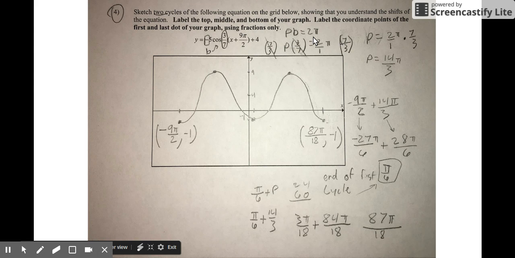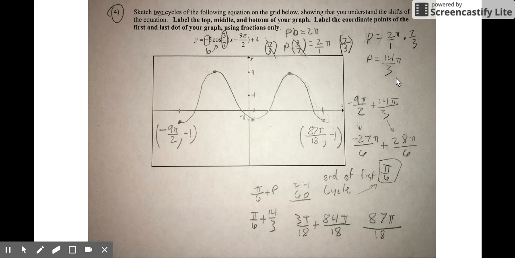Once you do that, you can find the distance between dot 1 and dot 5 by plugging 3 over 7 in for B. So you have P times 3 over 7 equals 2 pi. I always write a 1 underneath the 2 just so it looks easy to multiply across the top. So you multiply each side by the reciprocal. So you have P equals 2 pi times 7 over 1 times 3. So you have P equals 14 pi over 3. Now you know the distance between dot 1 and dot 5 of your first cycle.